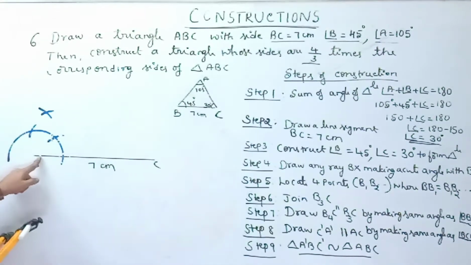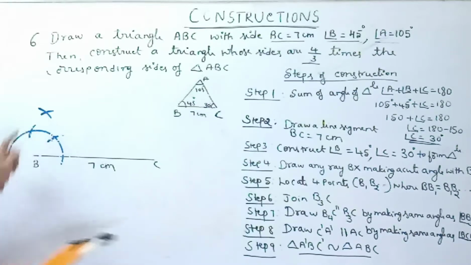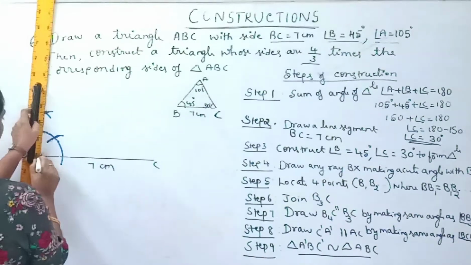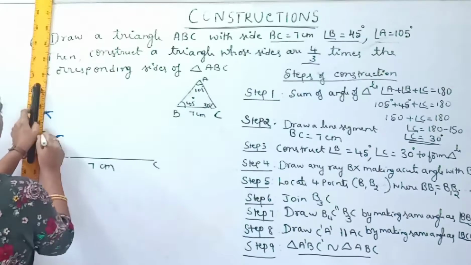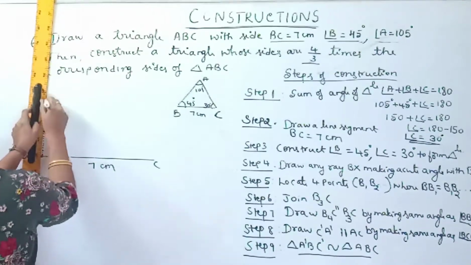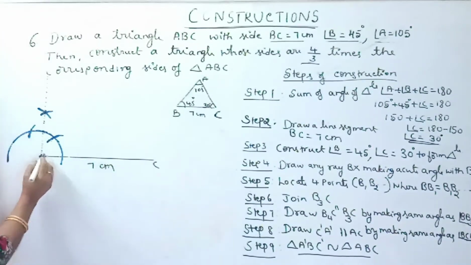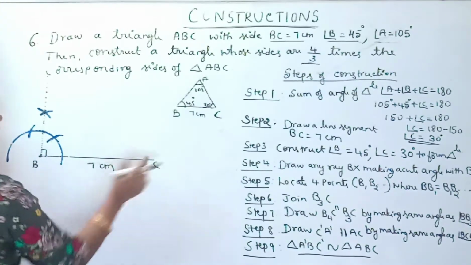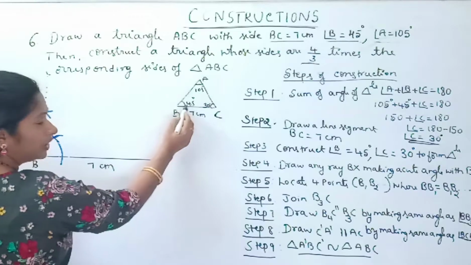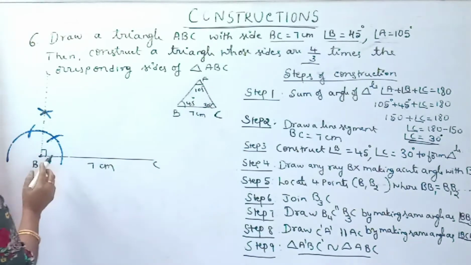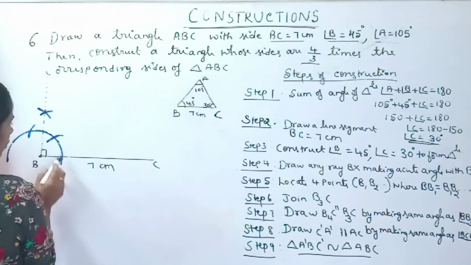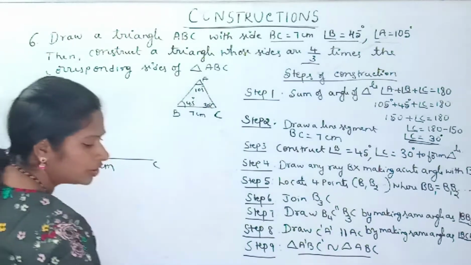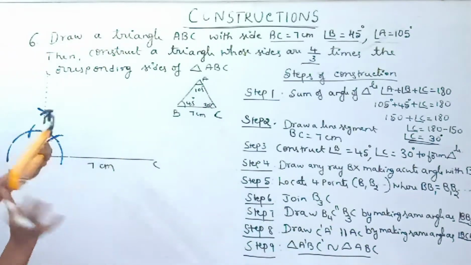Now you have to join B and that two arcs. Now we have to join B and that point. Now if you measure, you will get angle B equal to 90 degree. Now we have to construct angle B equal to 45 degree. Now what we have to do? Angular bisector of 90 degree you construct, you will get 45 degree. What we have to, children?